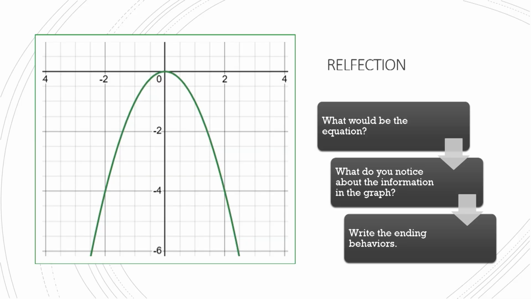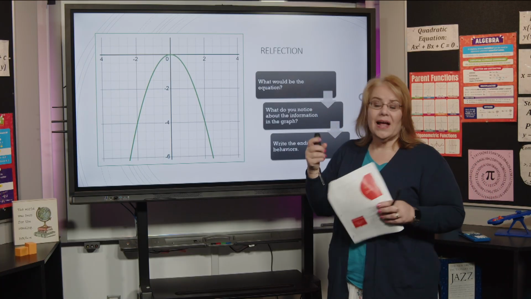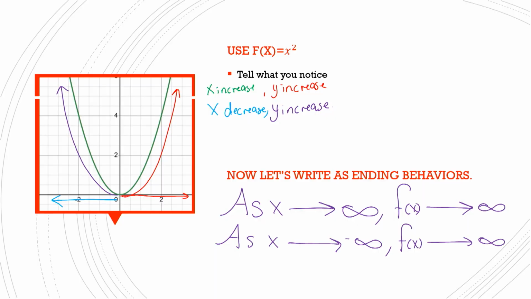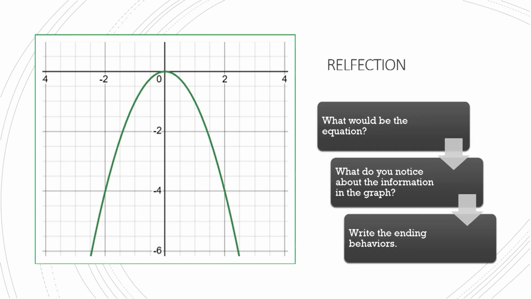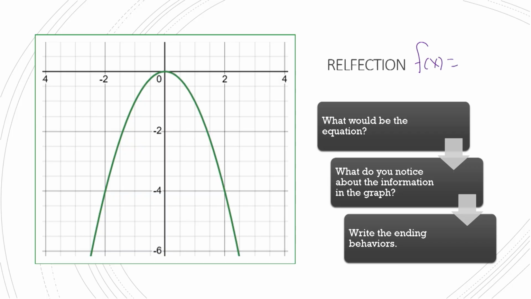So this is the reflection. What would be the equation? What do we notice about the information in the graph? Write the ending behaviors. Now, for me to look and compare the reflection, I need to go back to the original or the parent function. So the parent function was f of x equals x squared. So if it's reflected, I would say it's what? Yes, I could say it's f of x equals negative x squared.